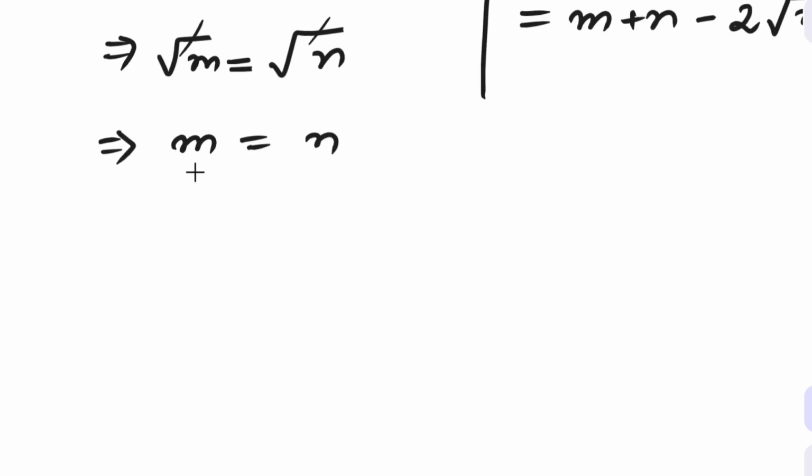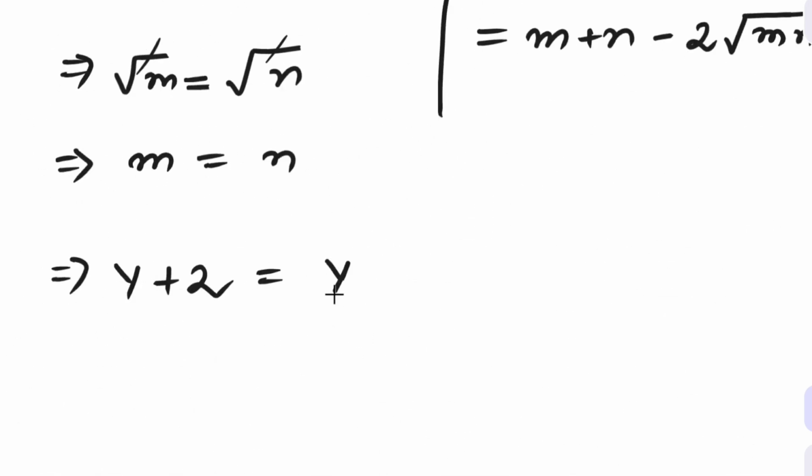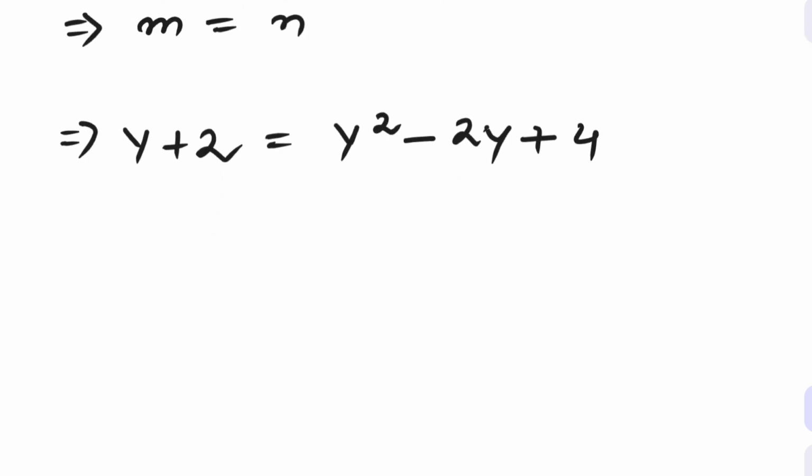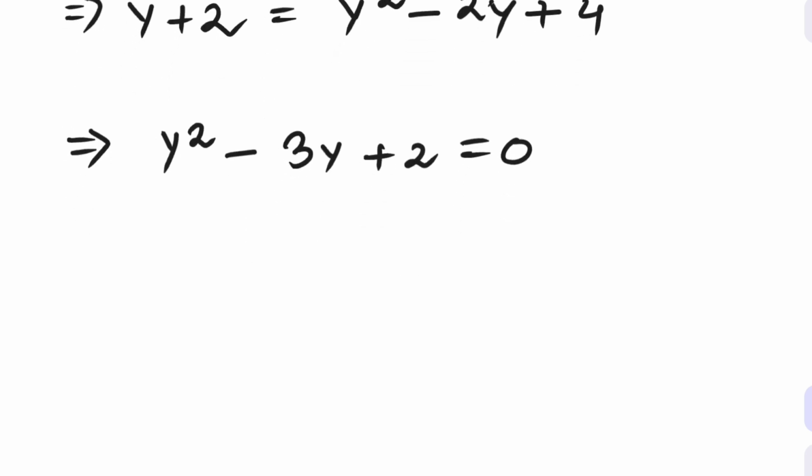Now replace m and n with their original expressions. We get y plus 2 equals y squared minus 2y plus 4. Let's bring everything to one side. Subtract y plus 2 from both sides, and we obtain y squared minus 3y plus 2 equals 0. Now let's factor this quadratic.